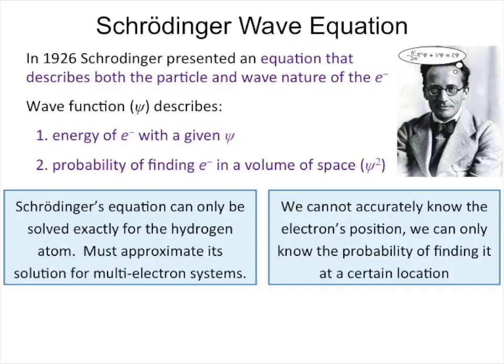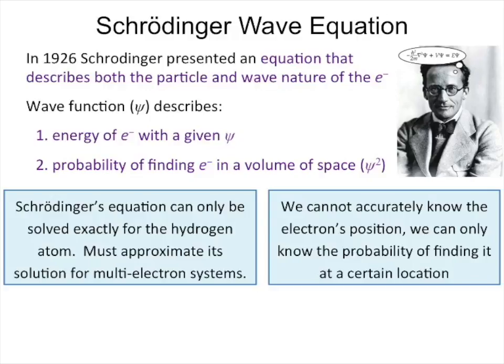So the correct description of how an electron behaves around the atom comes from Schrödinger's wave equation. Schrödinger presented an equation in 1926 that describes both the particle and wave-like nature of the electron very well. And so he describes the electron with a wave function. Remember from de Broglie that even though the electron is a particle, it still behaves like a wave, so we describe a wave function.